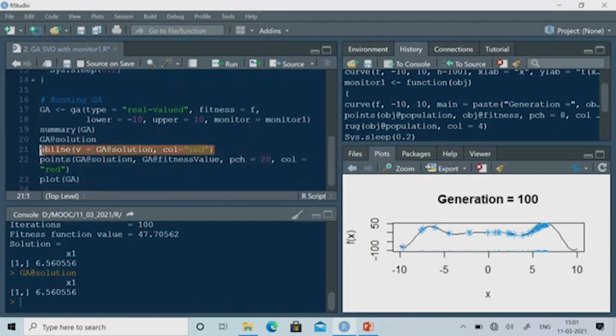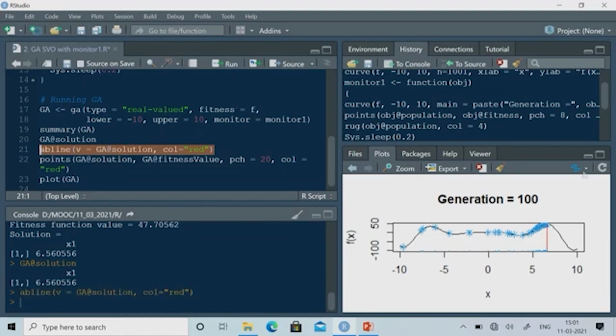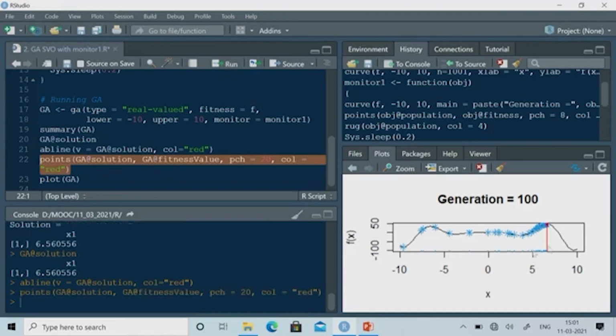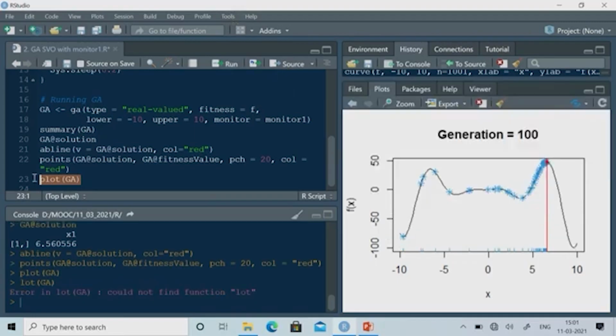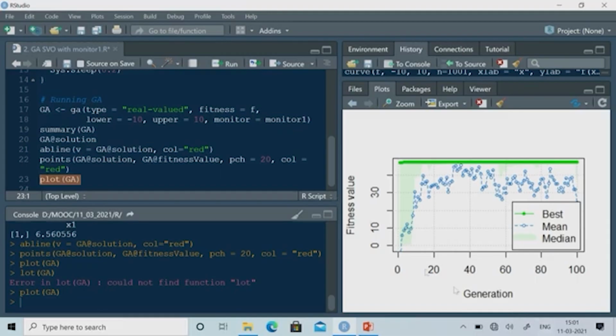And I can draw a vertical abline using this particular line. So, this is the solution here, and I can also locate the point using this. This is the optimal solution obtained by GA, that is the best solution obtained by GA, and I can also execute this particular line to see the generation versus fitness curve. If you plot GA, you can see generation versus fitness value. That has already been defined.